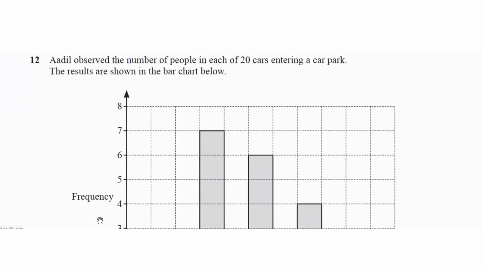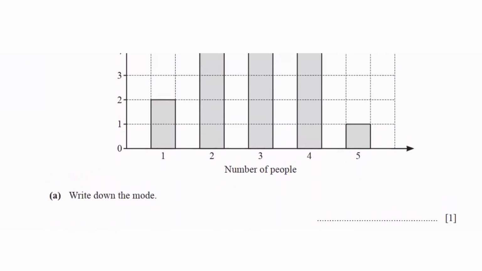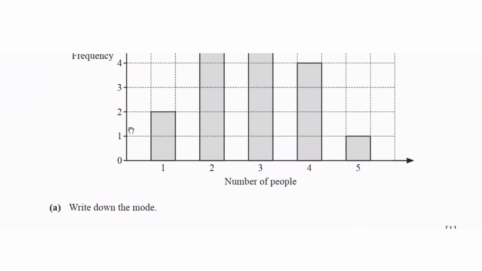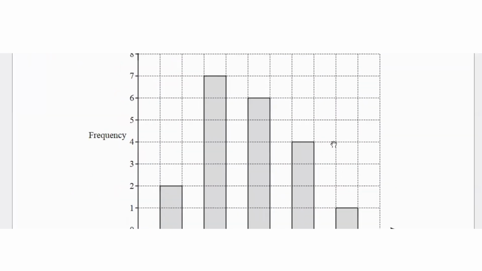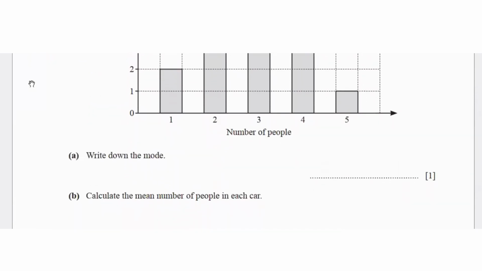Question 12 says, Adil observed the number of people in each of 20 cars entering a car park. The results are shown in the bar chart below. Write down the mode. So mode is basically that quantity that gives us the highest frequency. And if we look at these values, for the number of people of 2, we have the highest frequency, which is 7. So our mode is going to be 2.